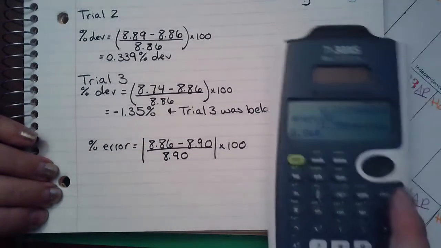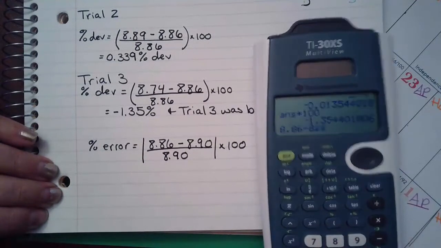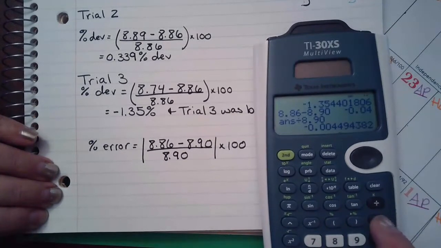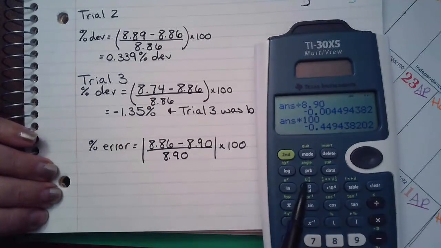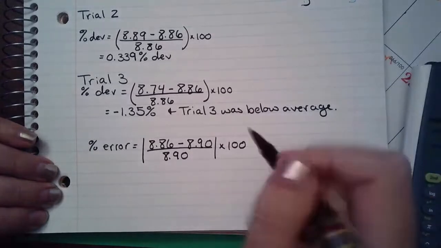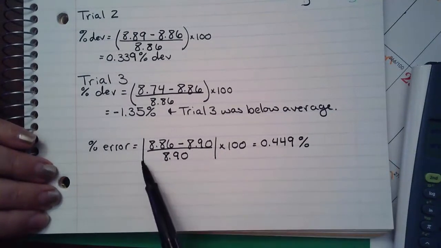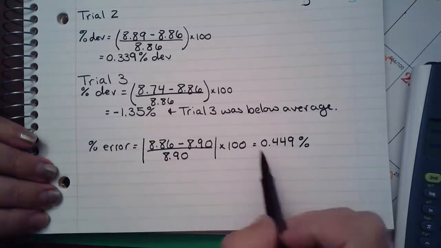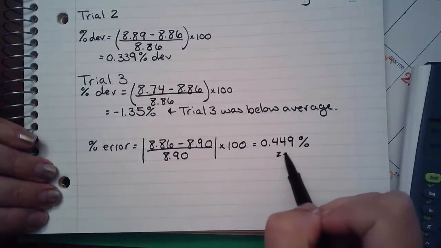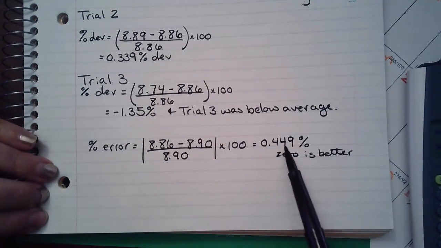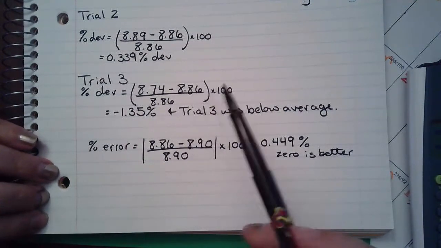8.86 minus 8.90 divided by 8.90 times 100. Because it's an absolute value, we can ignore that negative, and our percent error is 0.449. We still want 3 significant figures: 0.449%. For accuracy, 0 is better. We have an accuracy of 0.449%. We were pretty accurate with our measurements.